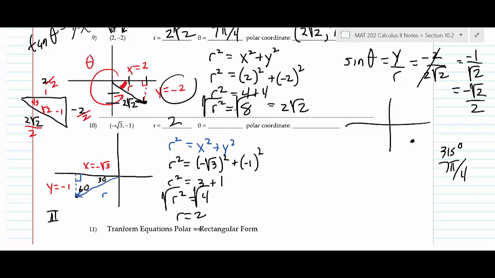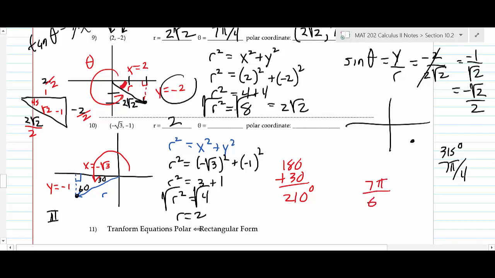Okay? Well, okay, what is the angle then going to be? In degrees, that would be 180 plus 30. So that would be 210. Which one is that? 7 pi over 6? I think that's what it is. Okay. So that's 7 pi over 6, so you would have 2 comma 7 pi over 6.